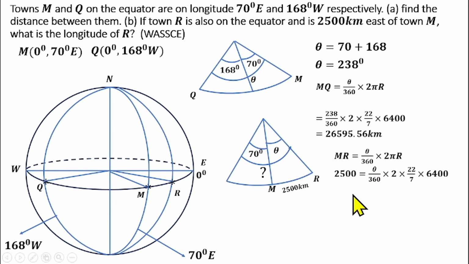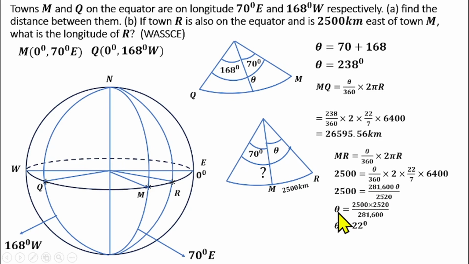Then if you simplify 2 times 22 times 6,400, that will give us 281,600 multiplied by theta over 360 times 7, which gives us 2,520. You can cross multiply from there. If you cross multiply, this will multiply this equals to this. You can now divide both sides by 281,600. Press your calculator. Theta will be 22 degrees.